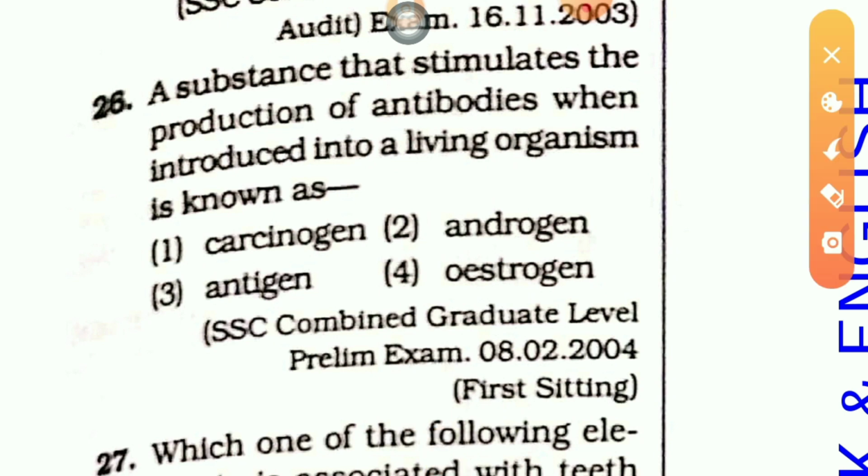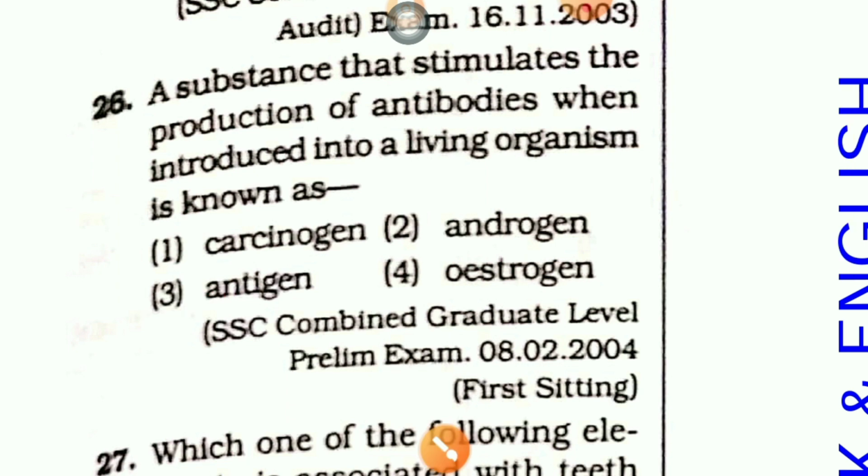The next question is, a substance that stimulates the production of antibodies when introduced into a living organism. This is the keyword: antibodies. It produces antibodies when introduced into a living organism. So here the answer will be antigen. Know a little bit about antigen.